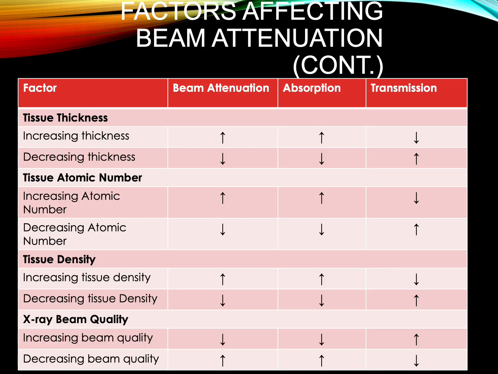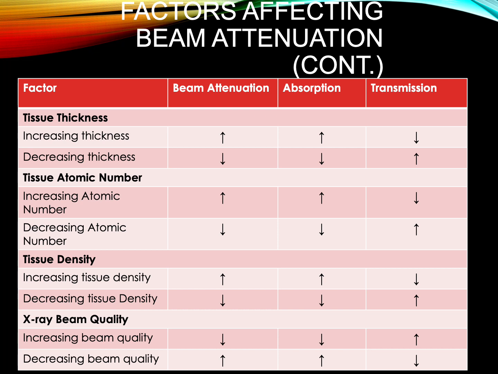All right, this chart will show what goes on with beam attenuation, the absorption, and the transmission, depending on different factors. So we have tissue thickness. Increasing thickness of the tissue is going to cause the beam attenuation to increase. Absorption will increase. So if we have the beam being attenuated and the X-ray photons being absorbed by the patient's body, then the transmission, which is the X-ray photons going down and interacting with the image receptor, is decreased.